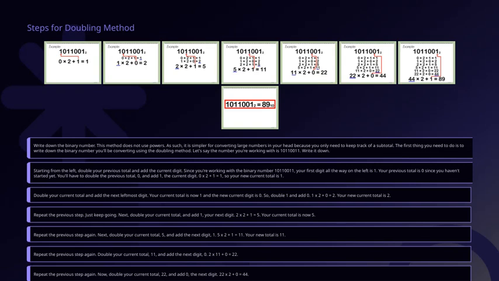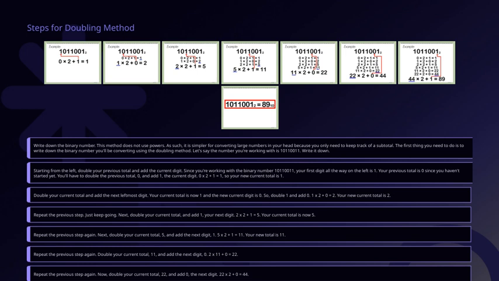Let's walk through the steps for the doubling method. First, write down the binary number you're converting. Remember, this method doesn't involve powers, so it's simpler for mental math, especially with large numbers, because you only need to keep track of a subtotal. For example, suppose our number is 10110011. Write it down clearly.